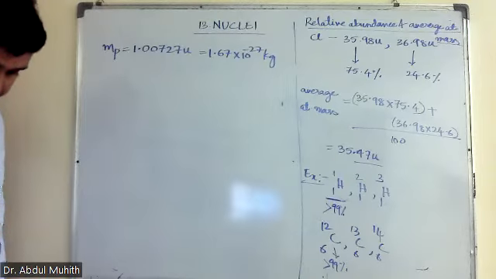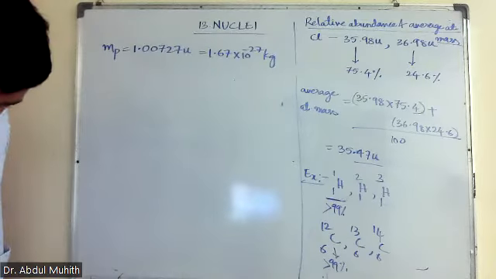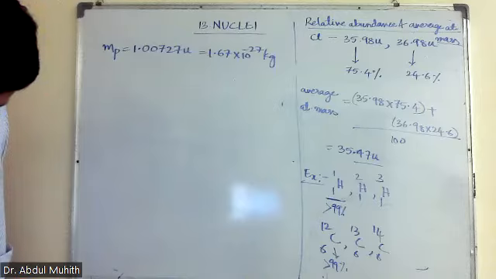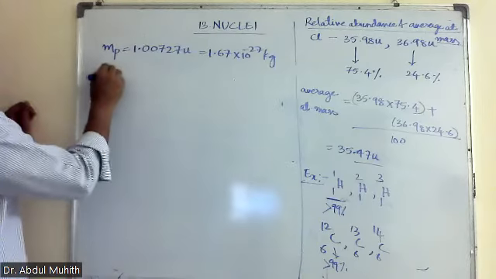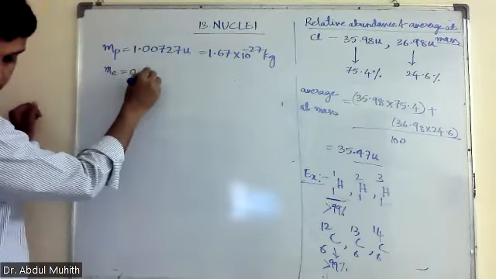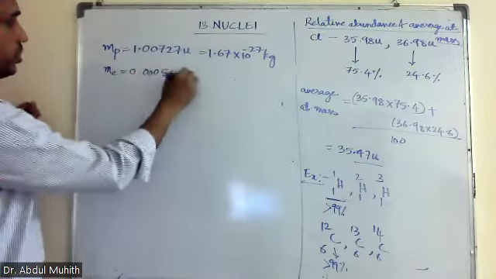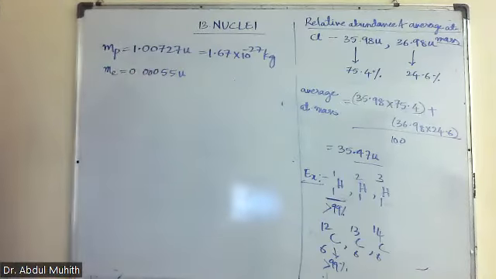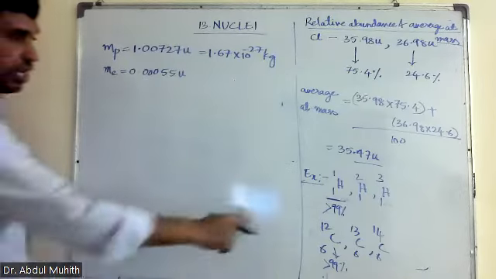If you see, the mass of electron is 0.00055 U. This is the mass of the electron. Now there are 3 names given for this.